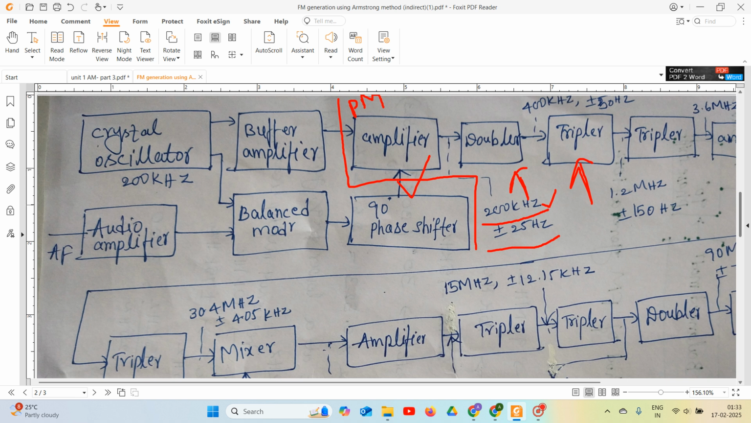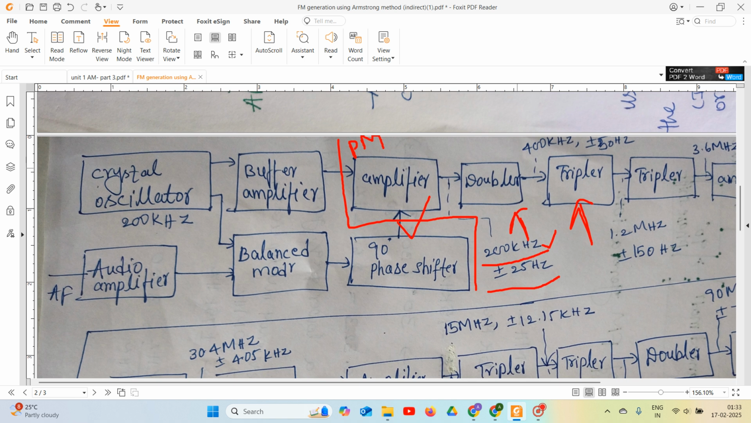Once we send it to the doubler, we achieve a 400 kilohertz carrier frequency and plus or minus 50 hertz frequency deviation, right? 200 kilo plus 200 kilo is 400 kilo, and plus or minus 25 plus or minus 25 is plus or minus 50 hertz. Similarly, till now we have not achieved our required carrier frequency. So again I send it to the tripler, and I got 1.2 megahertz with plus or minus 150 hertz. Again it is not achieved here.